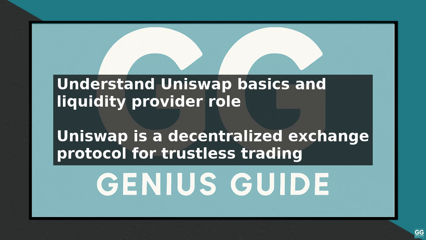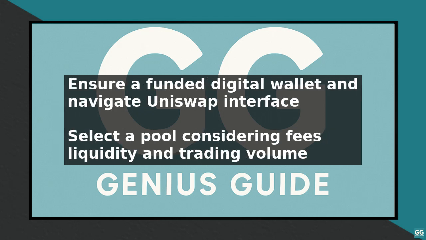First, ensure you have a digital wallet, such as MetaMask, and that it is funded with the tokens you wish to provide as liquidity. Navigate to the Uniswap interface and connect your wallet. Select the pool you want to add liquidity to, taking into consideration the pool's fees, liquidity, and trading volume.